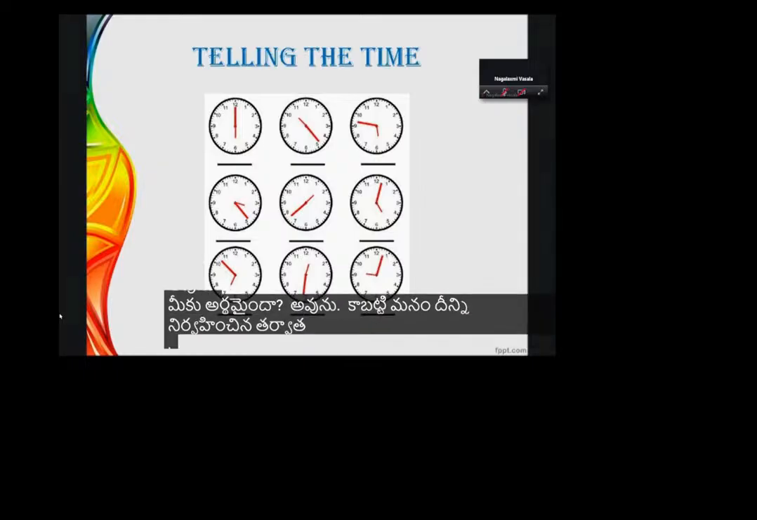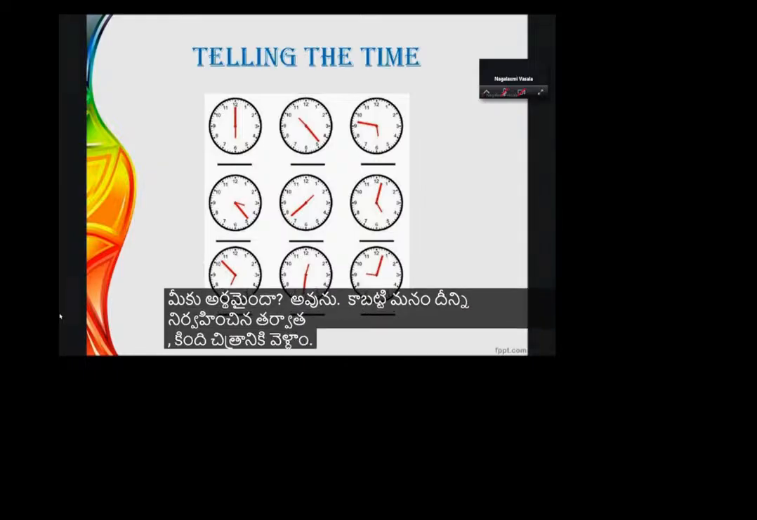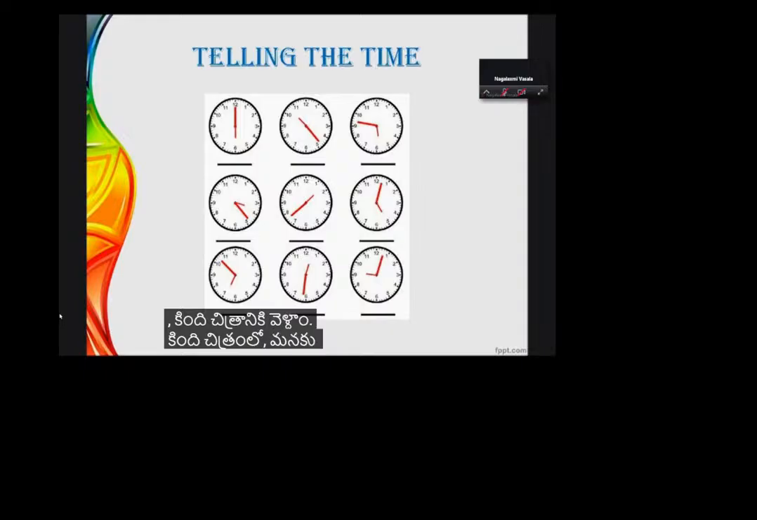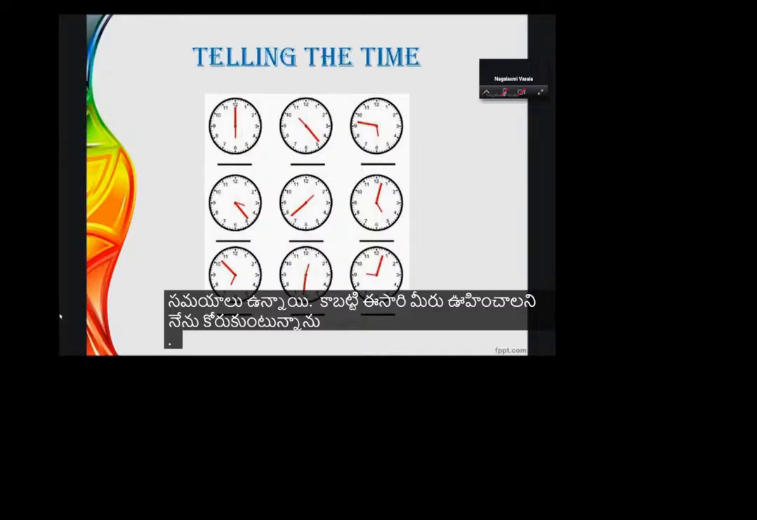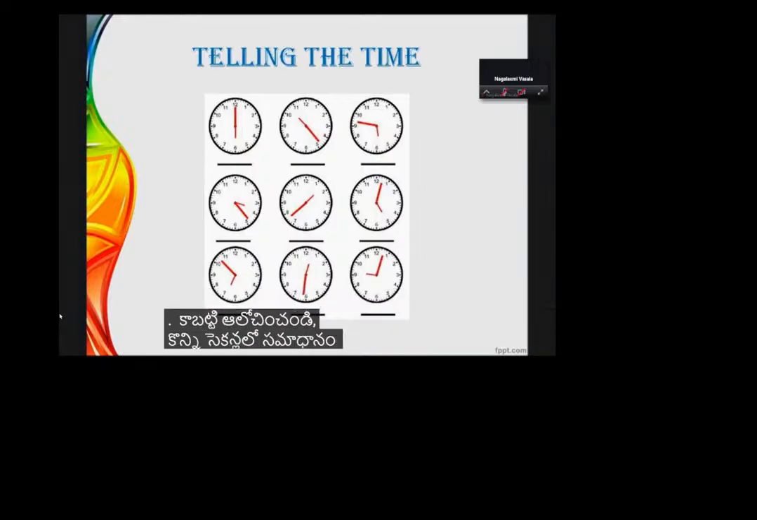Once we manage this, let's move to the following image. In the following image, we find 9 clocks. In these 9 clocks, there are different times. So I want you to guess the time. Think about it, and I will tell you the answer in a few seconds.